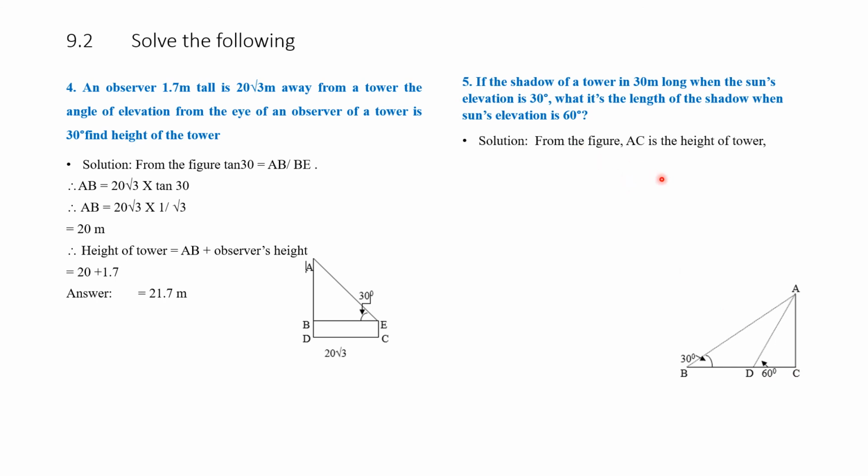From the figure, AC is the height of the tower. Step 1: when the sun's angle is 30 degrees, the shadow is 30 meters. So the shadow is 30 meters here. BC is 30 meters.